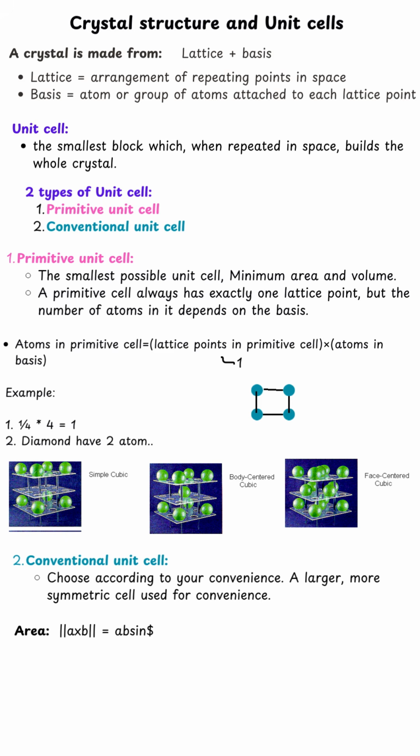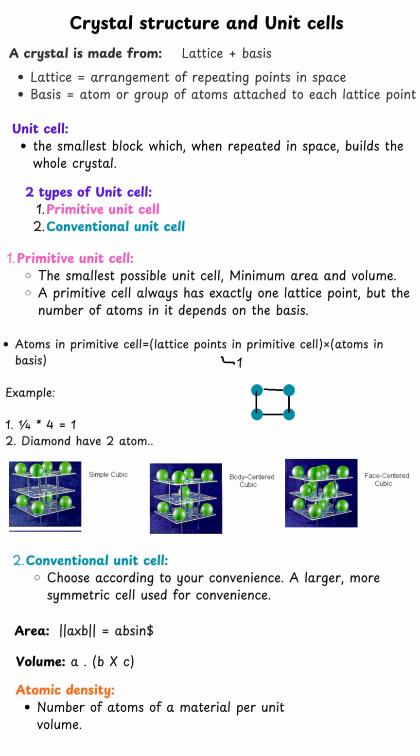To calculate the area, we know that if we have 2 vectors A and B, we take the vector product of A and B, and then we get the area of the unit cell. And if you want to calculate the volume of the unit cell, we take A dot the vector product of B and C, and then we get the volume. What is atomic density? Atomic density is the number of atoms per unit volume. These are the basic concepts for the crystal structure.